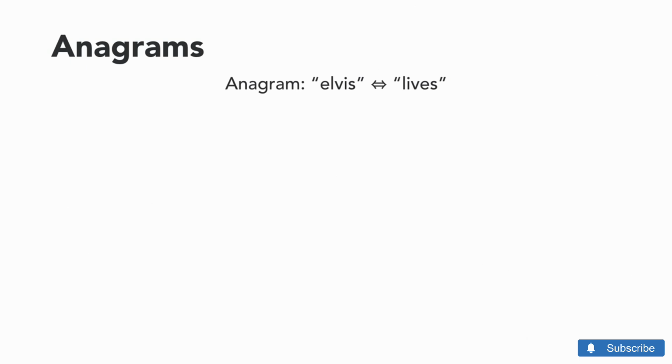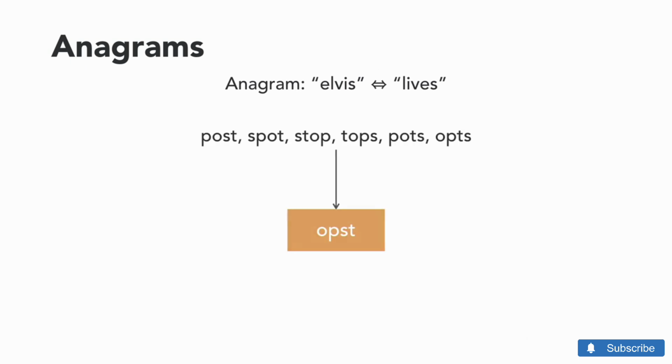As you know, two words are anagrams of each other when their letters can be rearranged to turn one word into the other, for instance Elvis and lives. We will use this simple strategy to find anagrams. We define the signature of a word as the sorted list of its letters, including duplicates. So the signature of post would be OPST. And then we find that spot, stop, tops, pots, and opts have the same signature as post, and therefore they're all anagrams of each other.